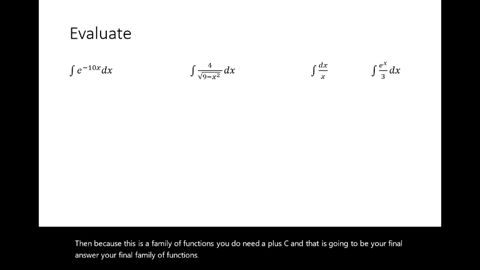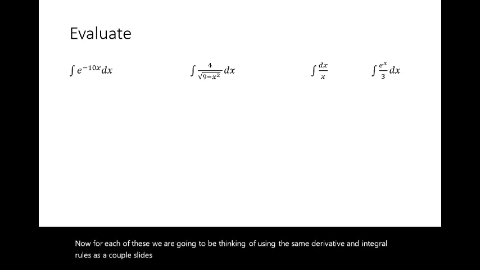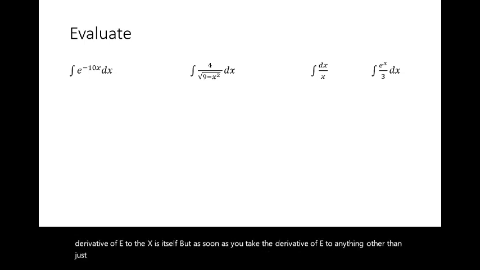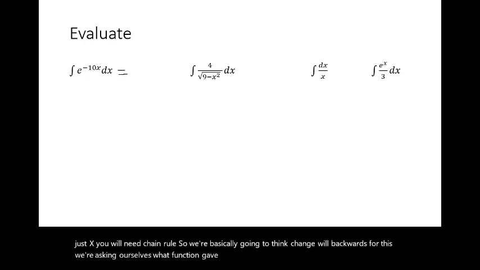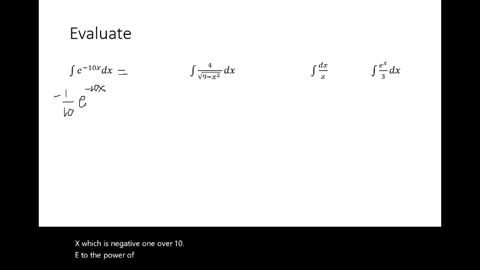Now for each of these, we are going to be thinking of using the same derivative and integral rules as a couple slides ago. So for the integral of e to the negative 10x, remember that the derivative of e to the x is itself, but as soon as you take the derivative of e to anything other than just x, you will need chain rule. So we're basically going to think chain rule backwards for this. We're asking ourselves, what function gave me a derivative of e to the power of negative 10x, which is negative 1 over 10 e to the power of negative 10x. And then, because this is a family of functions, you do need a plus c.